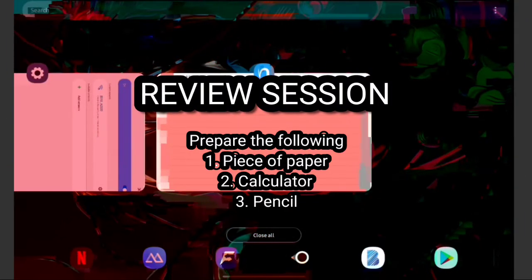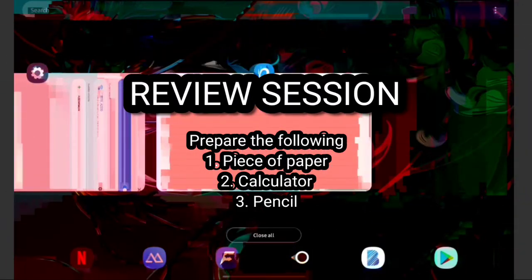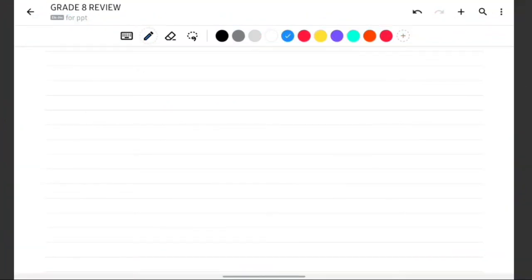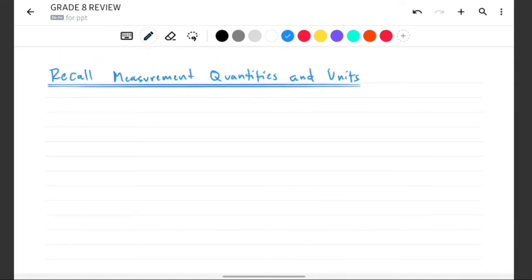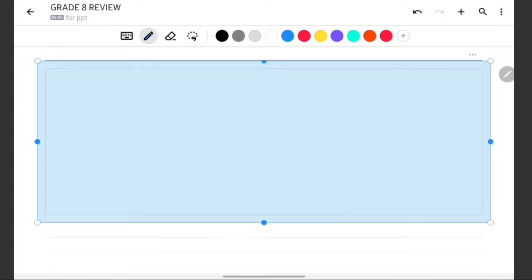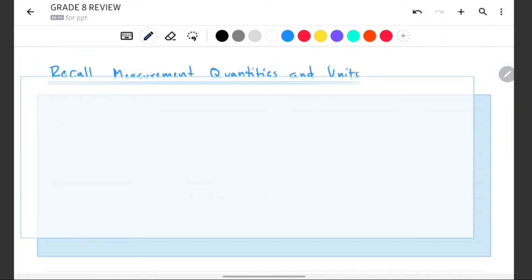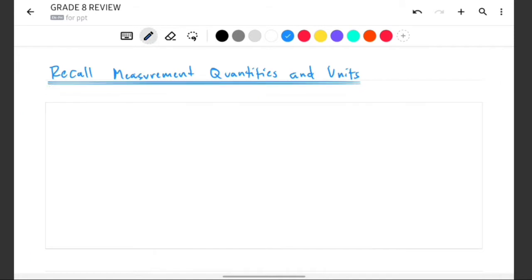For today, balikan natin yung mga lessons ninyo, especially sa may problem solving para mapaghandaan ninyo yung long quiz ninyo. So, let's start first with a recall for measurement quantities and units. Kasi napansin ko sa mga sinubmit ninyo na output, most of you dito ata nalilito kasi hindi nila alam kung ano yung unit na gagamitin sa problem solving. So first, kailangan natin i-enumerate yung mga different quantities and units.